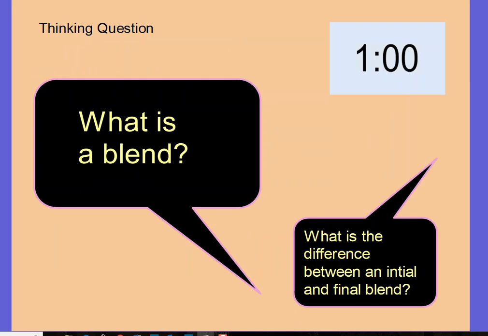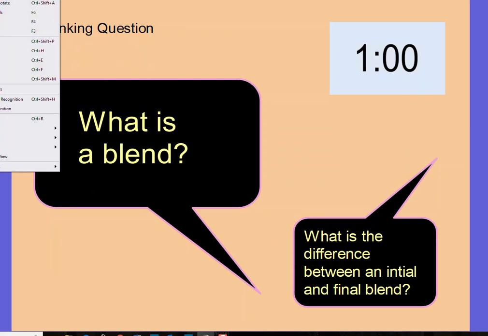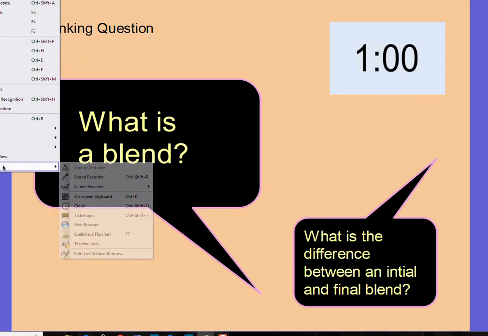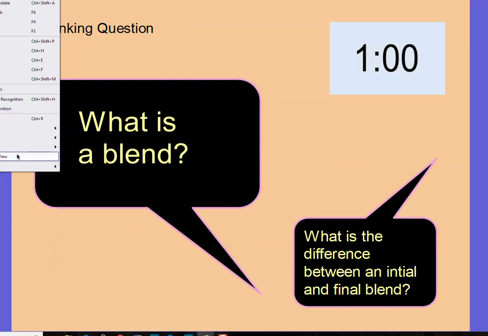Okay, so first of all, we need to have a thinking question. I want you to think, and you can discuss with your partner, what is a blend? What is a blend? That's what I want you to think about and discuss with your partner. If you know what a blend is, then you can discuss this question here. What is the difference between an initial and a final blend? You've got 1 minute.